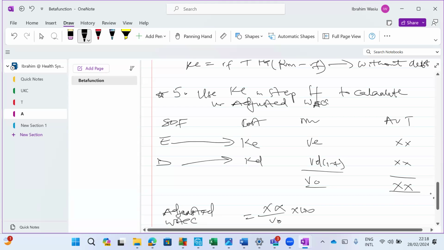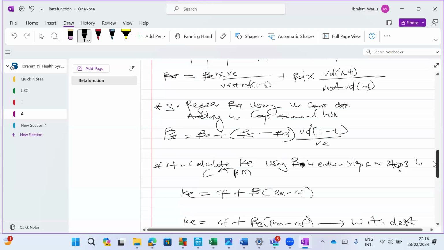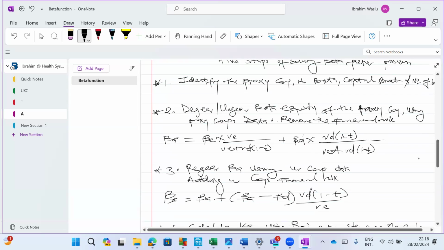work. So any question before we look at a question properly? I have a question. What if we have like probably 2 other proxy companies? Are we also supposed to use the same step, or is there anything that is going to be a difference? You have more than one proxy company. Yes.